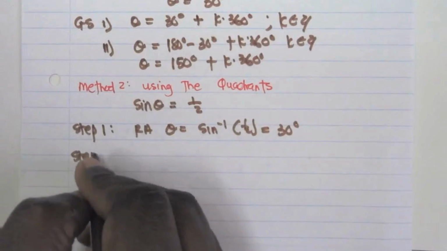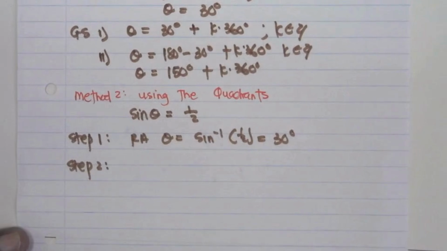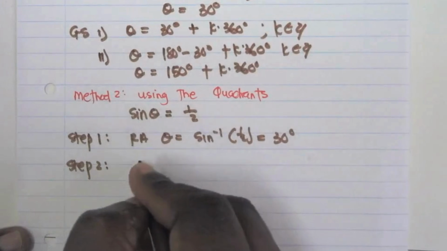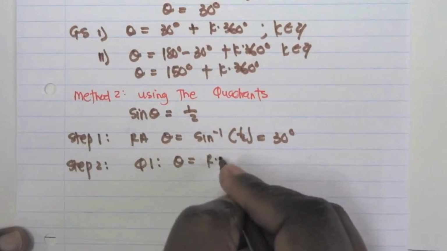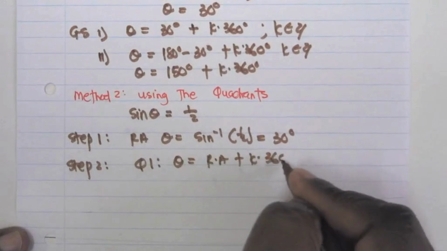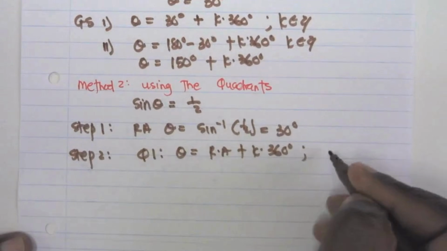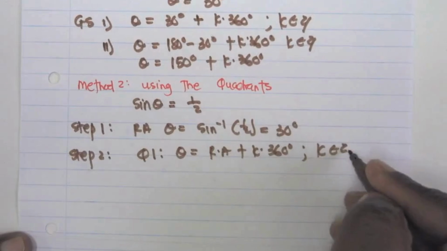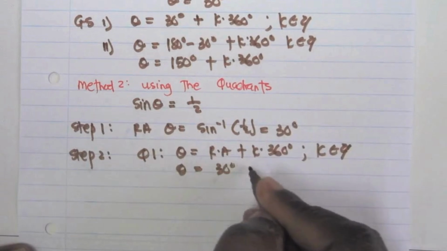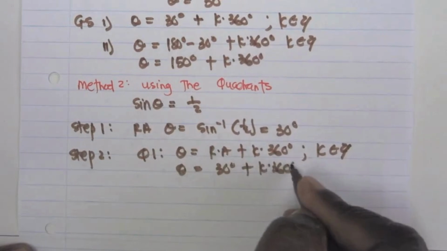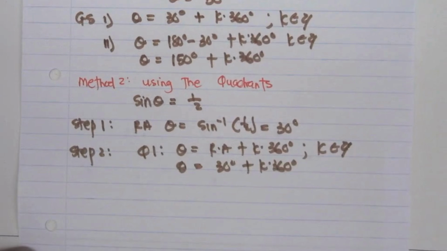And then I ask myself this question here. Where is sine positive? Sine is positive in the first quadrant. So I'm going to write here, theta is equal to reference angle plus k of 360 degrees, k is an element of integers. Substituting, I'm going to get 30 degrees plus k of 360 degrees. And if you see here, we're getting the same answers using the two different methods.